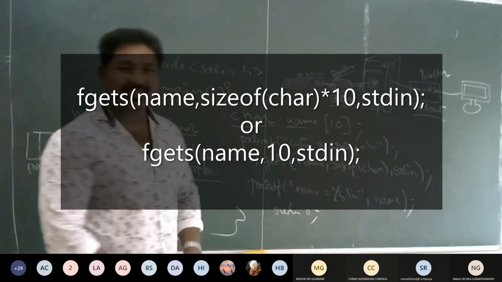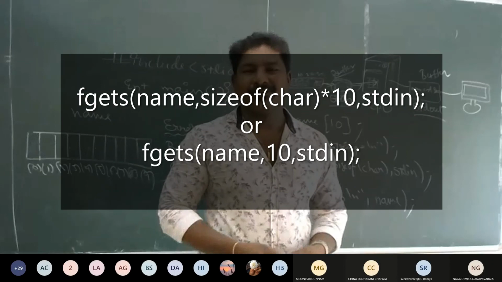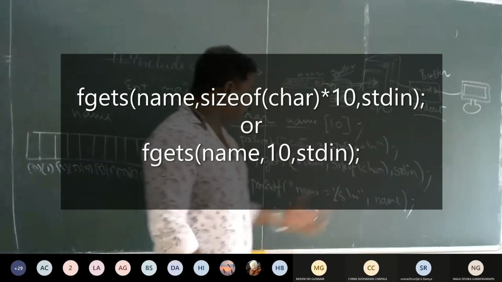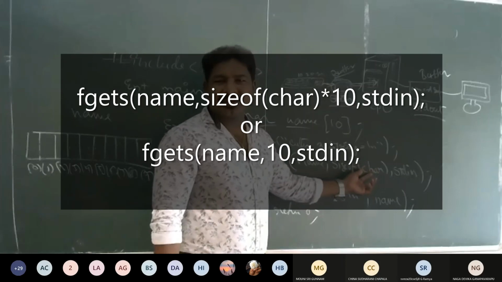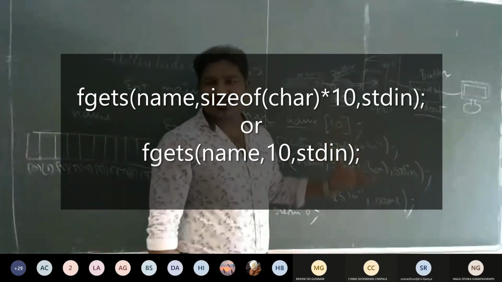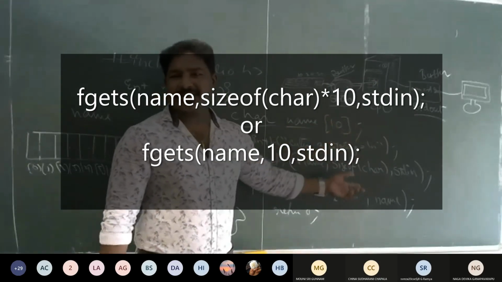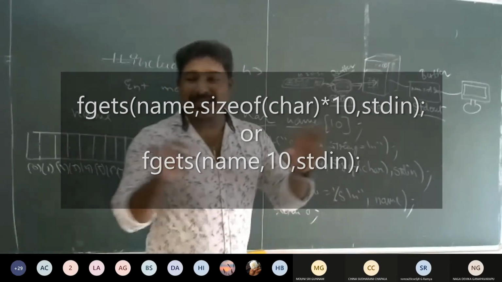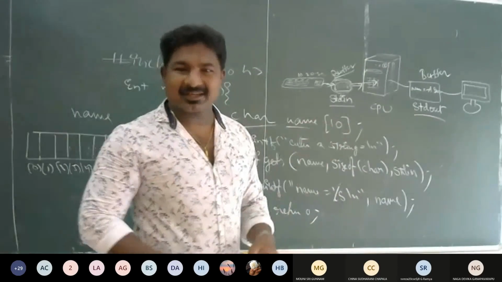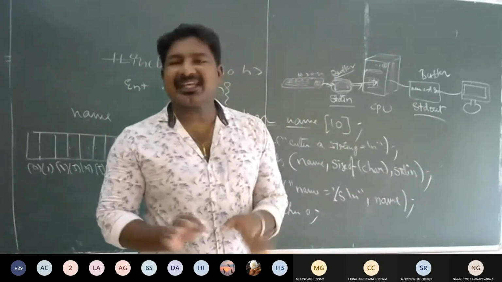How does it overcome the concept of buffer overflow? It identifies the size of char, and how many characters I should read. Whatever the size of your name, that is 10, that many characters it will create. That means it creates name with a capacity of storing 10 characters, and stdin is also created for a capacity of 10 characters only.